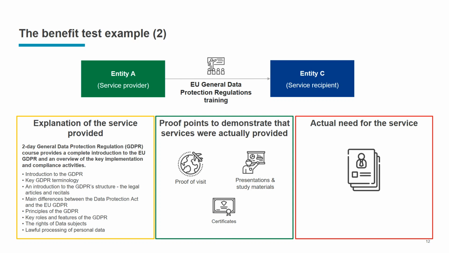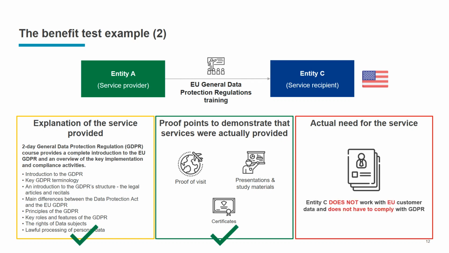Also, this is all the same multinational group, but now entity C is a company which operates in the US. So the training was the same, and the trainer actually went there. We have a similar explanation and similar proof points. However, entity C works with the US customers, and it does not directly interact with European customers. So since entity C doesn't work with EU customer data, it does not have to comply with GDPR.